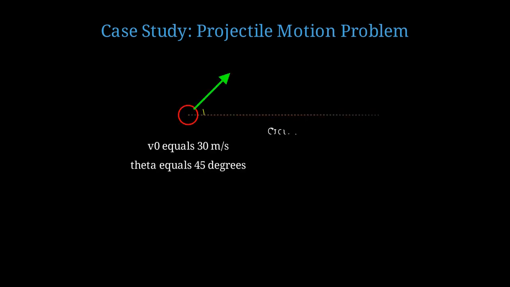Let's walk through a concrete case study. A projectile is launched at 30 meters per second at 45 degrees. Find the maximum height, range, and time of flight. How do we decompose this? Here's our projectile. Initial velocity 30 meters per second at 45 degrees above horizontal. We need maximum height, range, and time of flight.